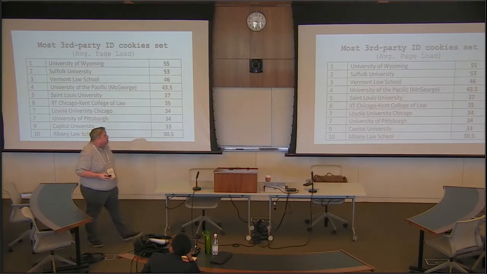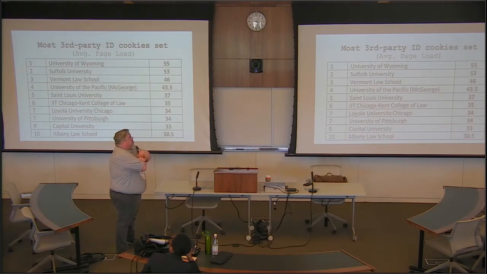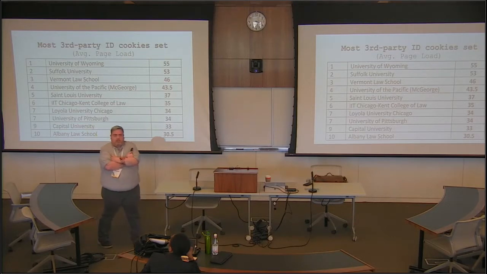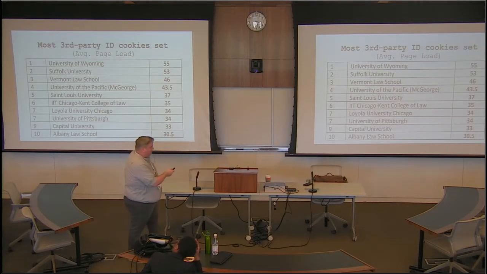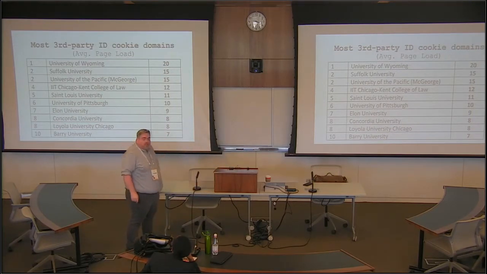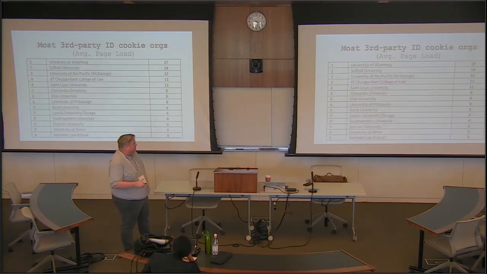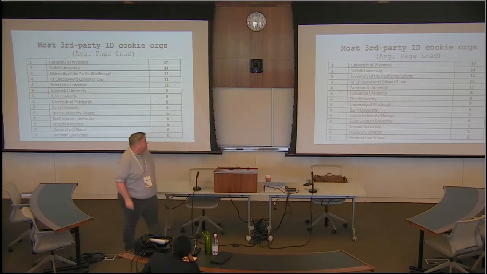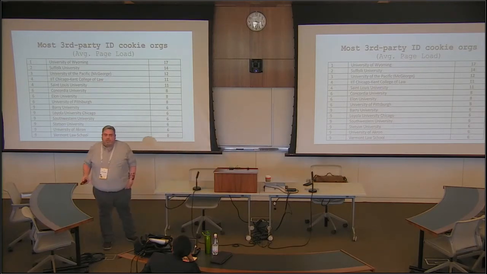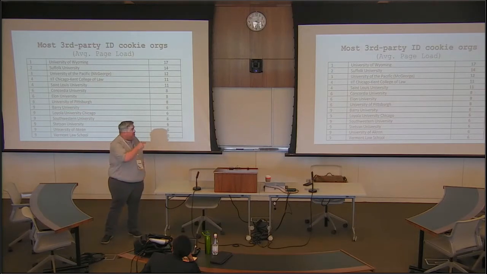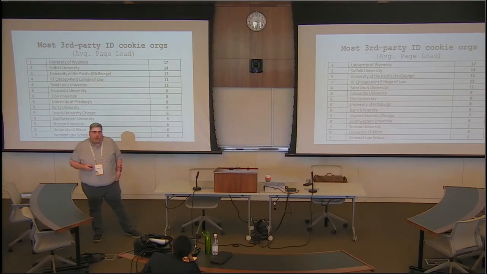So, we see that the most third-party ID cookies that are being set, 55 on a single web page load. Of those 55, 20 of them were different domains. Then we can look again at the organizations. And so 17 different organizations were setting identifiable cookies on that one web page, just on that one page load. This wasn't from going across the entire site, a single page, 17 different companies set cookies for that one page on the browser.